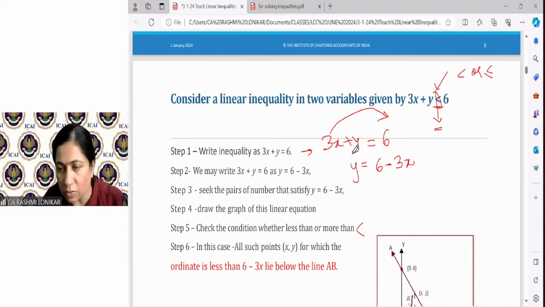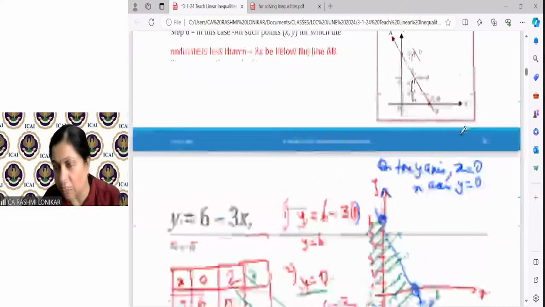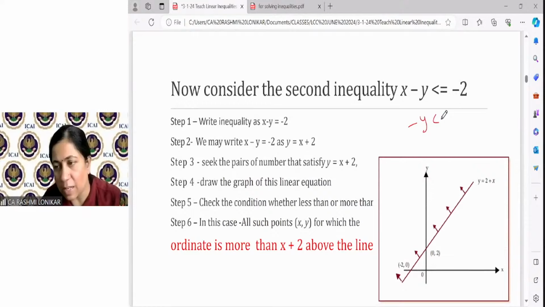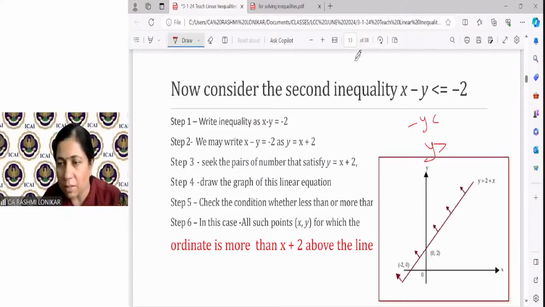But what is happening over here? In the second equation, it is y is greater than. Minus y is less than. Okay, so minus y is less than means y is greater than, because you remember that if I multiply by minus 1, the sign changes from greater than to less than, or less than to greater than. Okay.